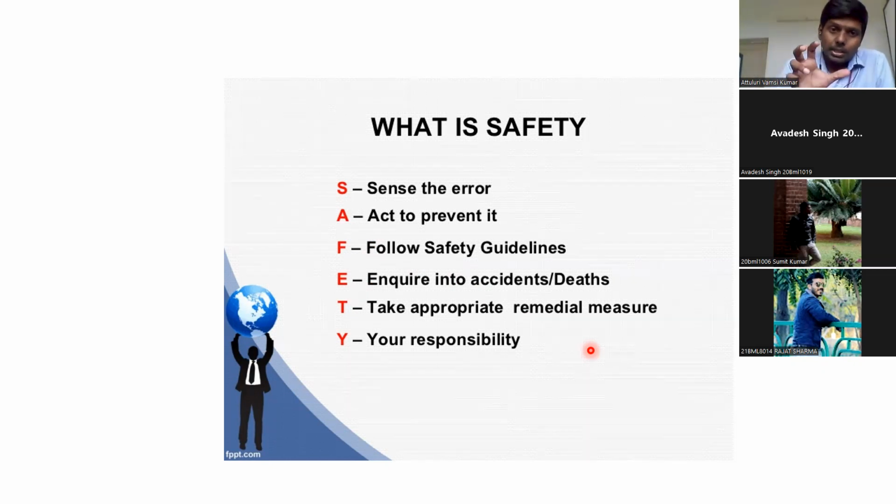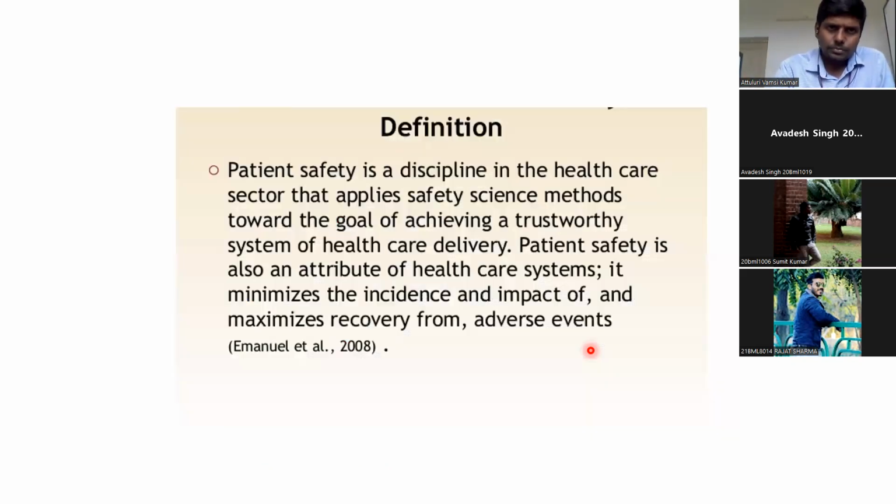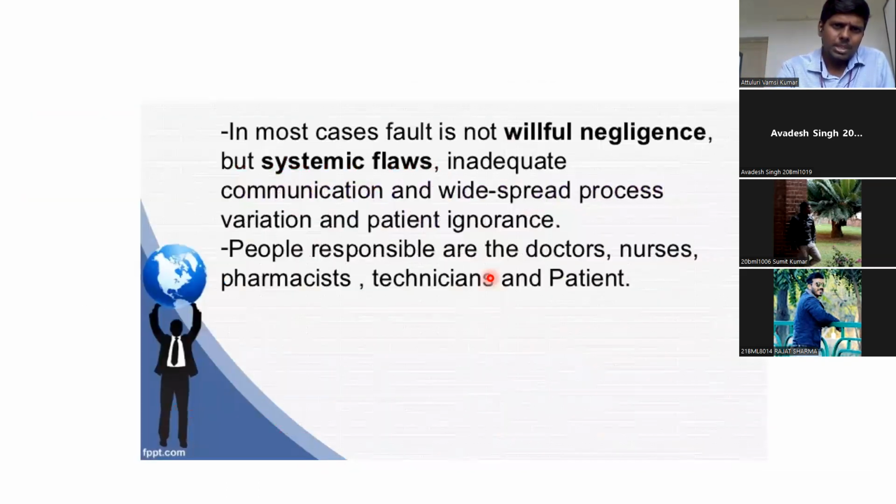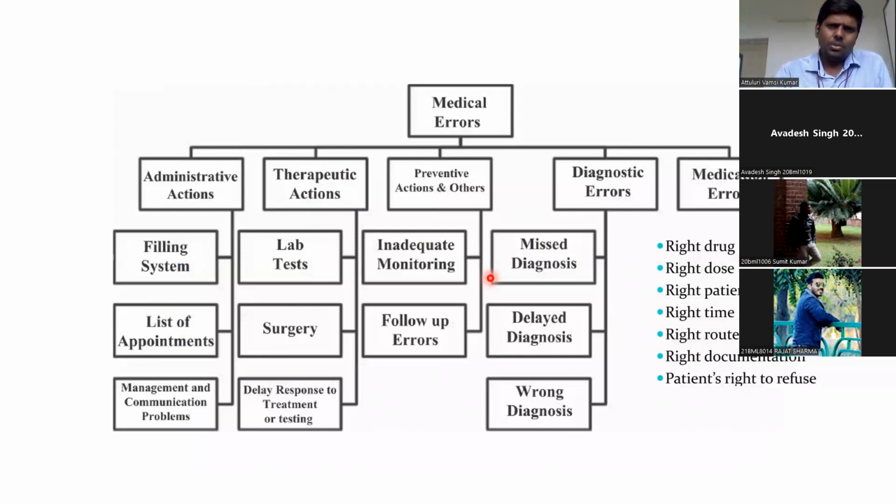So this is what safety means. How can we achieve safety, and minimize patient death? By sensing the error, by acting accordingly, by following safety guidelines, by inquiring about past deaths and accidents, by taking proper remedial and appropriate measures, and by being responsible for our mistakes. By this we can minimize it. So patient safety is all about this. So what types of medical errors will we see? Let us categorize these medical errors.